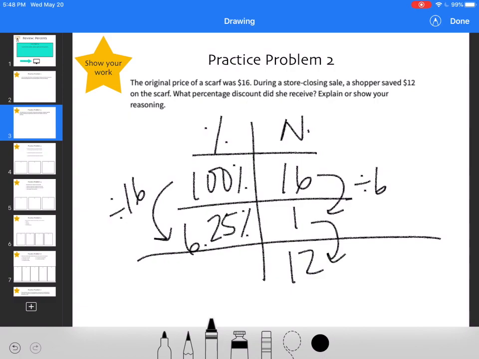So that means to get from 1 to 12, I'm multiplying by 12, so I'm going to do 6.25 times 12. And remember, you're not hitting that percent key. So 75%. So what percentage discount did she get? A 75% discount.